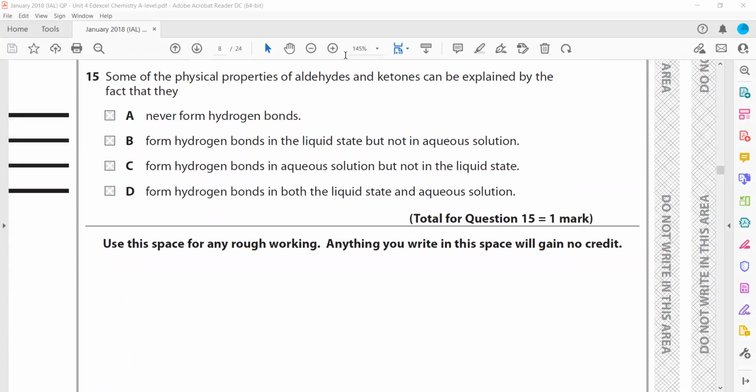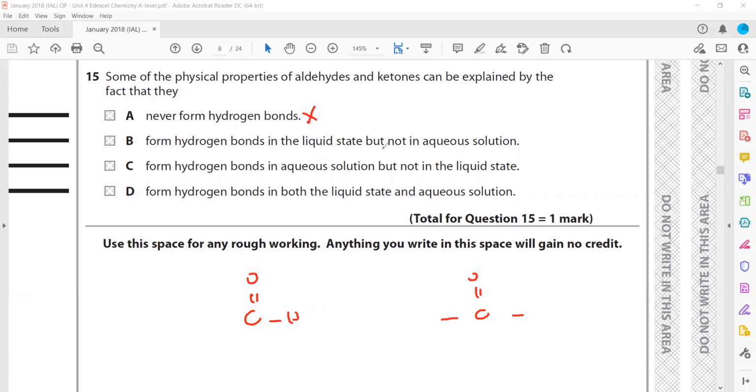Some of the physical properties of aldehyde and ketones are explained by the fact that they, aldehyde and ketone, aldehyde is C double bonded with O and H, and ketone is C double bonded with O. So never form hydrogen bond, that is wrong because there is oxygen involved here. So some of these aldehyde and ketone can form hydrogen bond. So this is not correct.